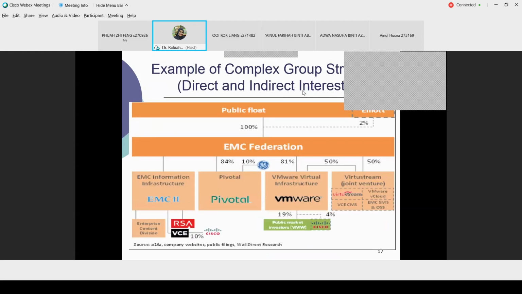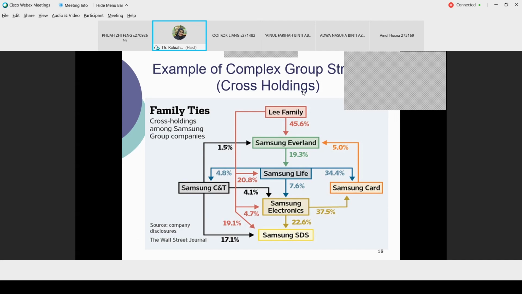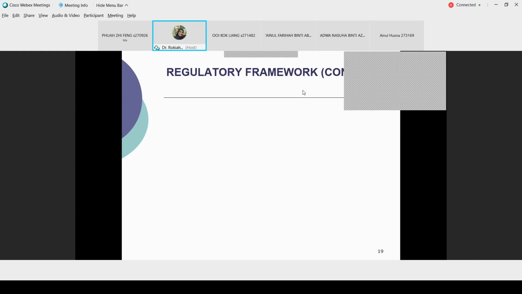Okay, this is another example of direct and indirect interest. Another example, and then this is a cross-holding. This one is very complicated: the cross-holding among Samsung Group's companies. They start with the Lee family, and then they come up with a new company, Samsung Everland. It's very complicated, this one. It's about a cross-holding. This one is only an example. So for this chapter, we only focus on multiple subsidiaries, direct subsidiaries, and combinations of direct and indirect only, not up to cross-holdings.